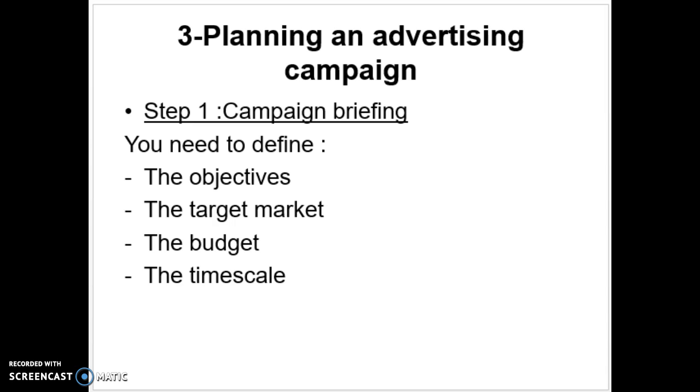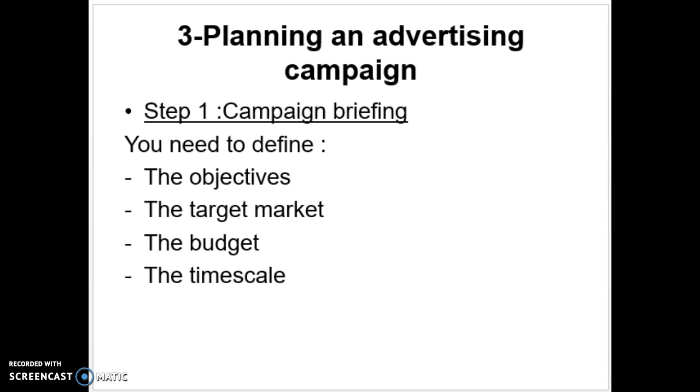The first one is the objective. What do you want your communication campaign to reach? The second is the target market. Who do you want your communication campaign to reach? The third one is the budget. How much money do you have, can you spend on this campaign? And the last one is the time scale. How long do you want this campaign to last?